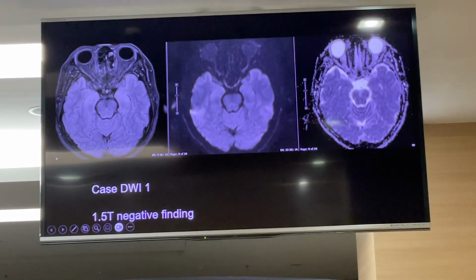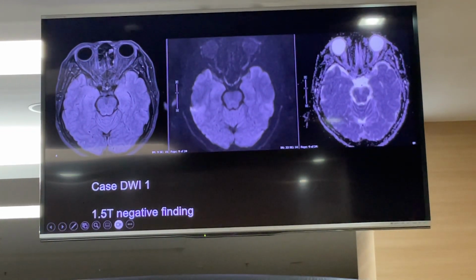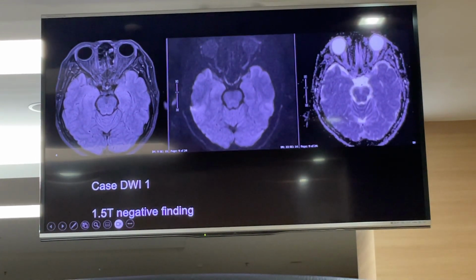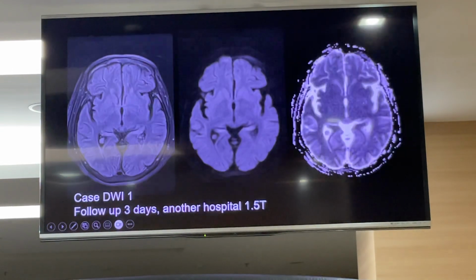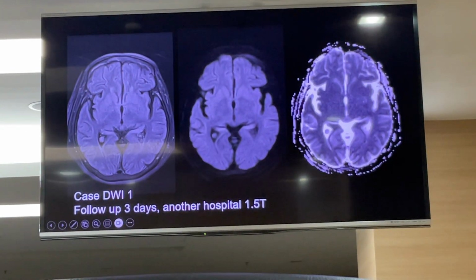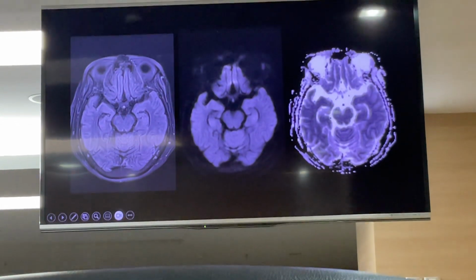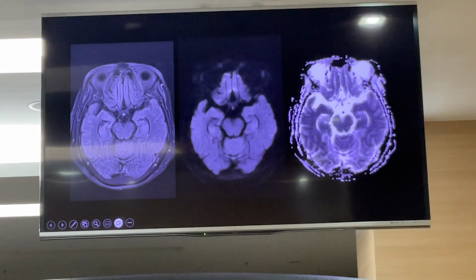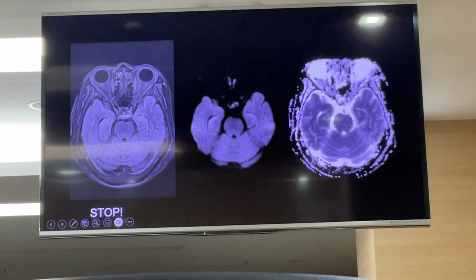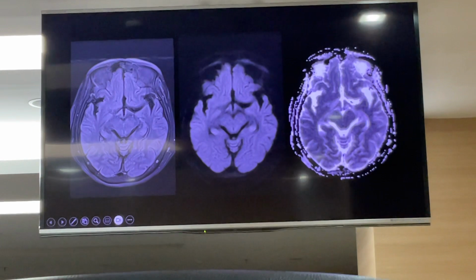So this is a real patient who got a scan outside our hospital, at 1.5T. It's actually negative, but the patient had a fever and was sent again to another hospital. They used 1.5T similarly, but you can see, is there any lesion? The patient was sent following symptoms of encephalitis. Do you see the lesion? Here, right? Here, very subtle.